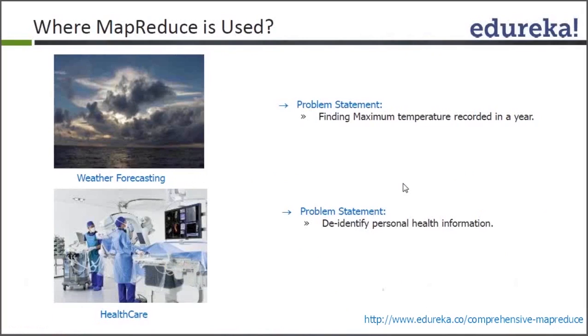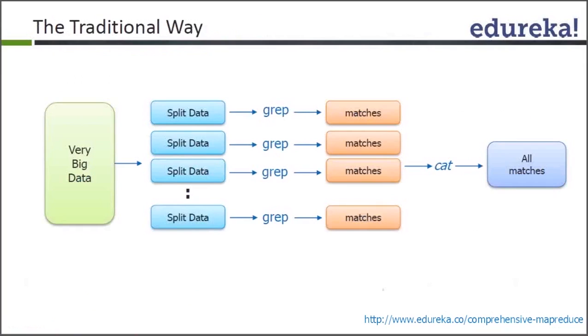what do we do in the weather data? You can find out the maximum temperature recorded in a year. You can prove how global warming is really happening. So these are the things where analysis of information via MapReduce would be good. If you talk about the healthcare domain, the problem statement would be, how do I remove the personal health information? Because every equipment would have some or the other personal information. So for analysis, I would want to de-identify or remove the personal health information. So these are some of the areas where MapReduce is going to be used.